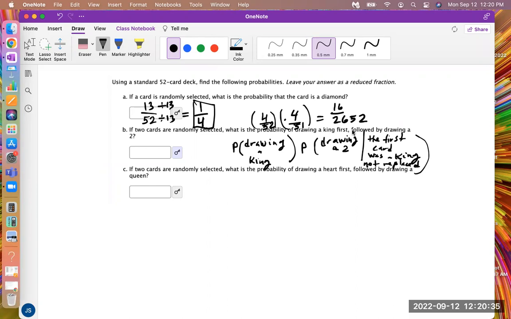Okay, and then I'm going to do 16, the numerator, divided by 2652, and I get 0.00603. And they said leave it as a reduced fraction. Okay, let's redo this again. The thing with this problem is I need to make sure that it is completely reduced. And that's hard because it's a really big number.